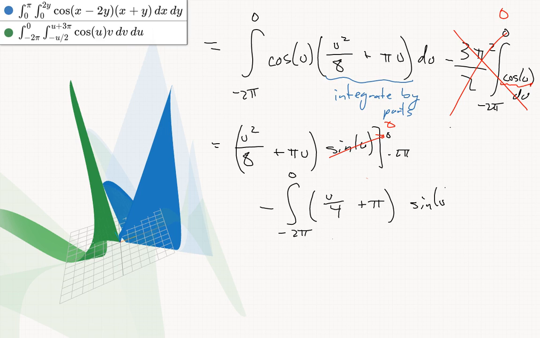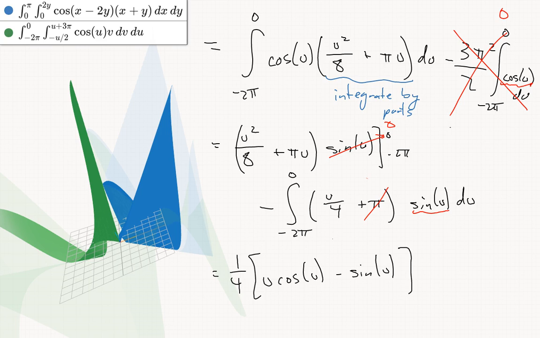Then the derivative of this is going to be u over 4 plus pi, times sine of u, du. And again, since we'll be integrating sine over its entire domain, the part with pi will cancel out. So we'll just be integrating negative u over 4 times sine u du.